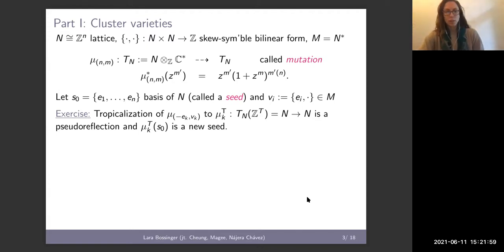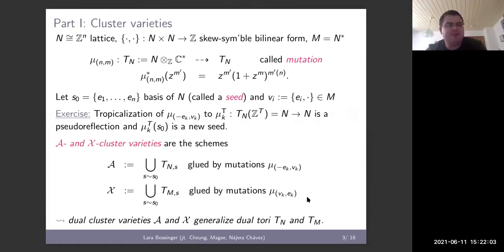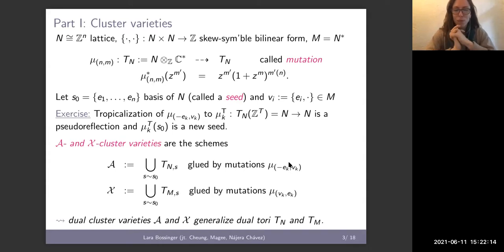So having this set up briefly, say, what a pseudo-reflection is? A pseudo-reflection is a combination of a reflection and a shear. Okay, so given this setup of notation, I can define cluster varieties.